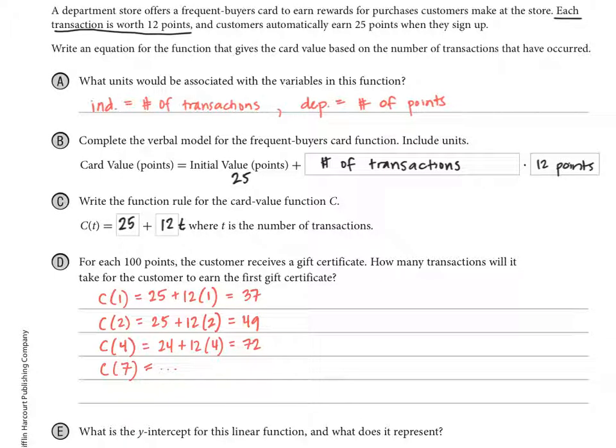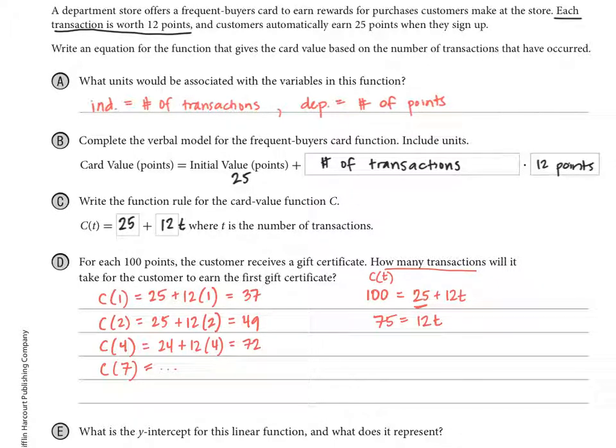Another way is we can figure out if we want the card value to be 100. I'll change my C of t to 100 and set that equal to 25 plus 12 times t. And in this case, we're solving for t. It says how many transactions, so we're solving this for t. If I subtract 25 from both sides, I want to get rid of this 25 right here. I get 75 equals 12t.